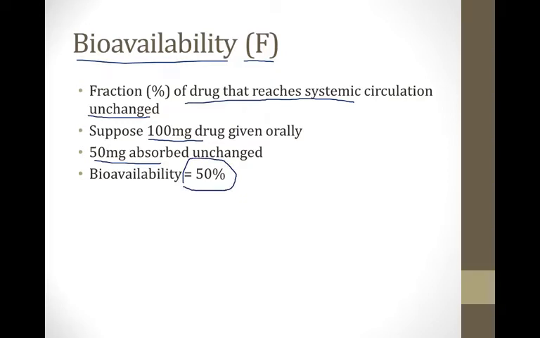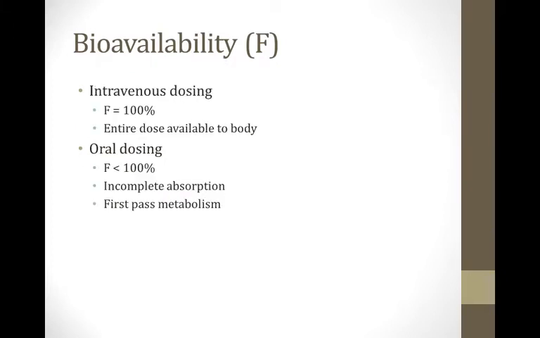And this gives us an indication of how much the drug gets altered as it moves its way into the circulation from whatever route you chose to administer it. So it's high yield to know that when you administer a drug intravenously, the bioavailability is 100%. You're injecting the drug directly into the systemic circulation, and therefore the entire dose is available to the body. It's also high yield to know that when you administer a drug orally, the bioavailability is always less than 100%.